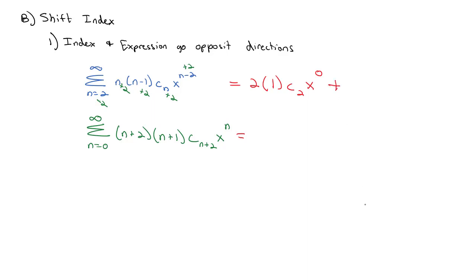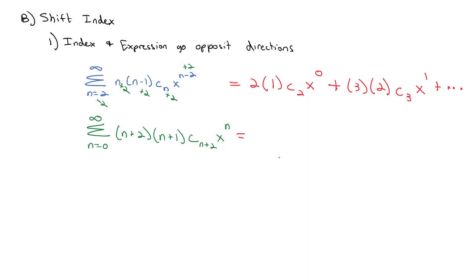Plus, we would count up and plug 3 in next. N is 3. 3 times 3 minus 1 is 2, c sub 3, x to the 3 minus 2, which is 1, and the series would continue. Notice that's going to be exactly the same thing as the green series.